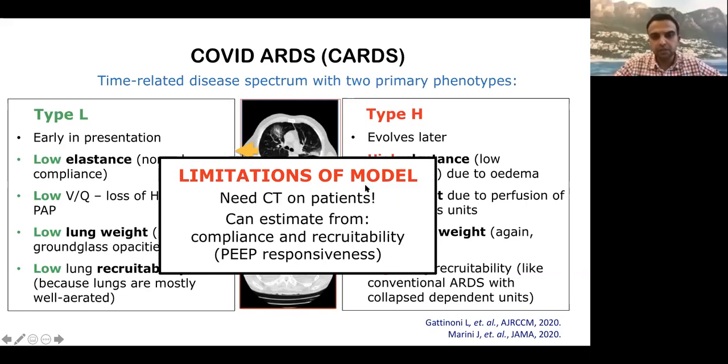The limitation of this model is that in order for you to know where you are, you need a CT. Chest X-ray can help, but not very much. I think you would need a CT. But if you don't have that and the patient is on mechanical ventilation, you can actually measure the compliance using the ventilator and maybe assess for recruitability, and that can help you. We can talk about how to measure compliance, but you just have to do an inspiratory pause and expiratory pause and look at the differences there, but we can talk about it if there is interest.